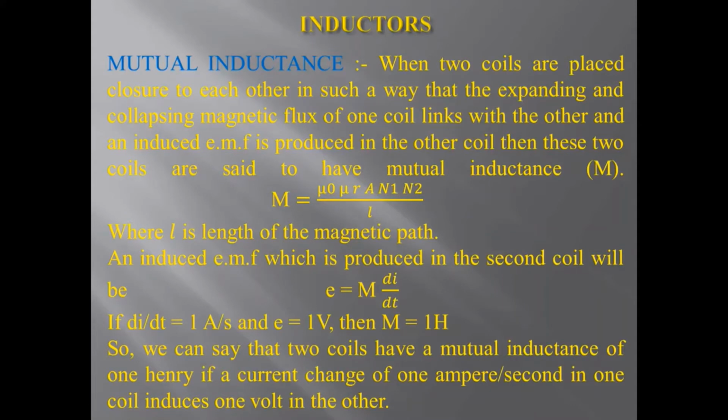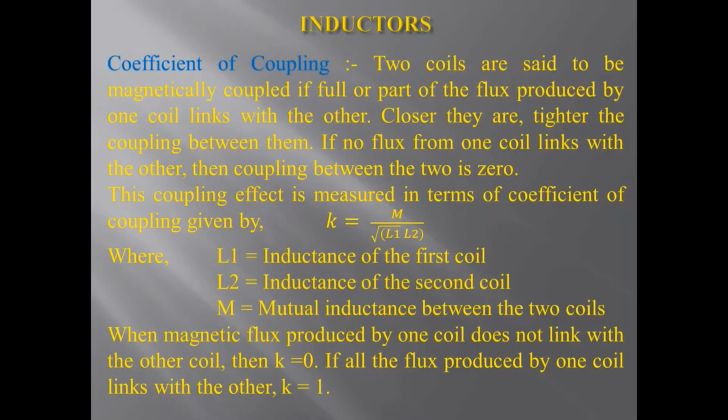An induced EMF which is produced in the second coil will be E is equal to M di by dt, where E is the induced EMF, di by dt is the rate of change of current, and M is the mutual inductance. So if di by dt is equal to 1 ampere per second and the induced voltage is 1 volt, then of course M, that is the mutual inductance, will be 1 Henry. So we say that two coils have a mutual inductance of 1 Henry if a current change of 1 ampere per second in one coil induces 1 volt in the other coil.